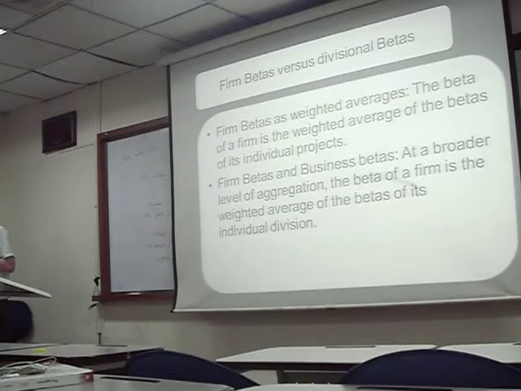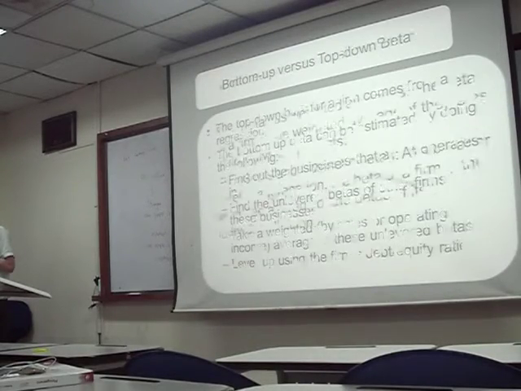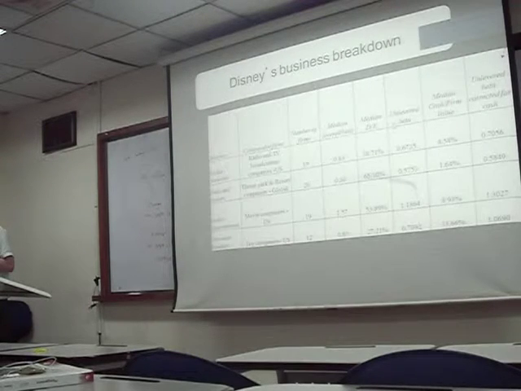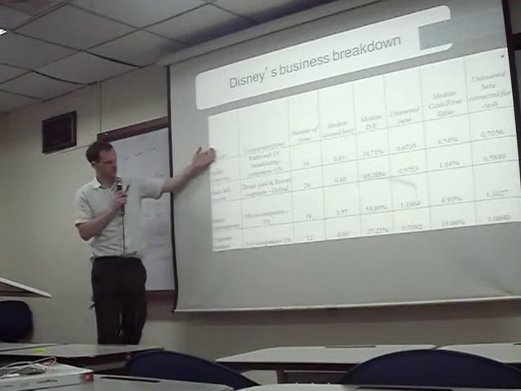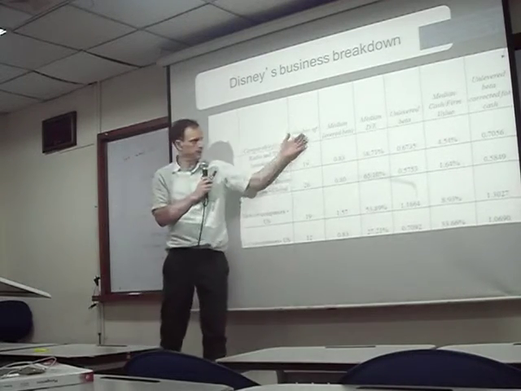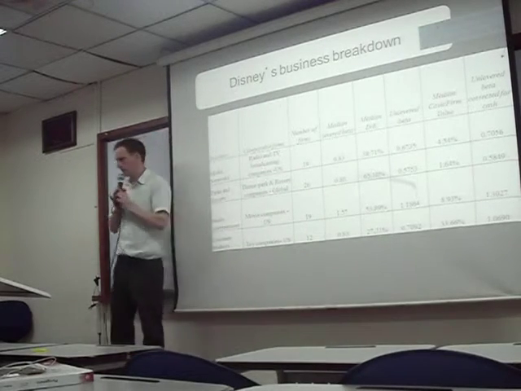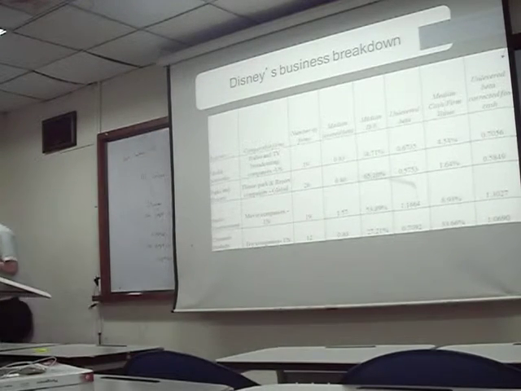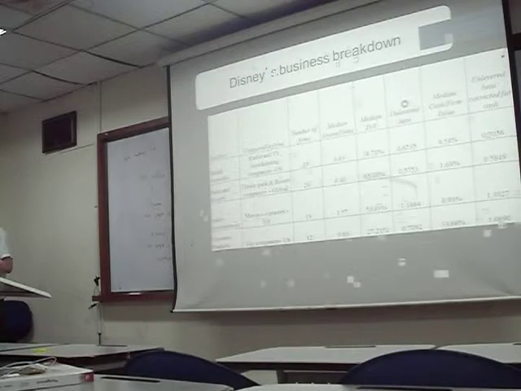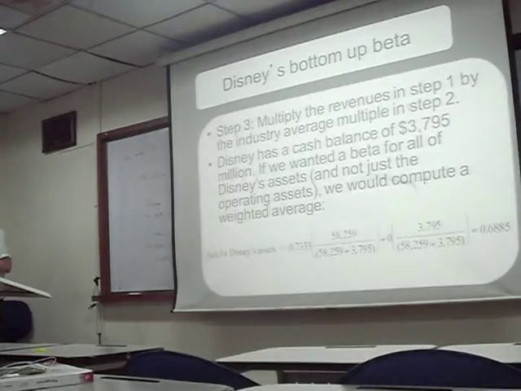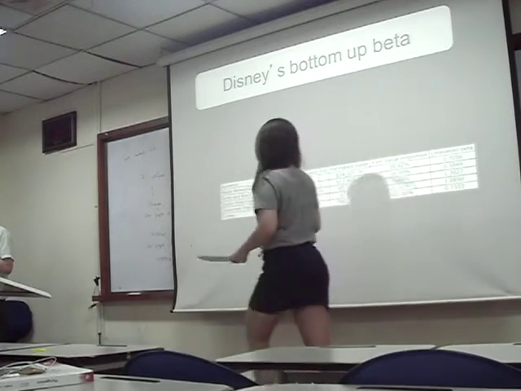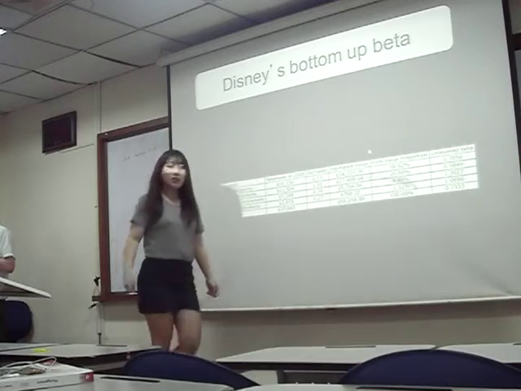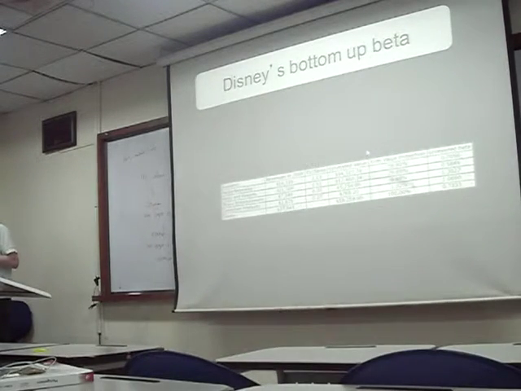No. Well, then we break down the business by business, right? Did you break down by business and list the beta? Okay. And we need to find the value to the firm. So, here we have, did you break down by revenues to businesses? Yeah. And find out the firm value proportion, percentage? How to find the firm value proportion?